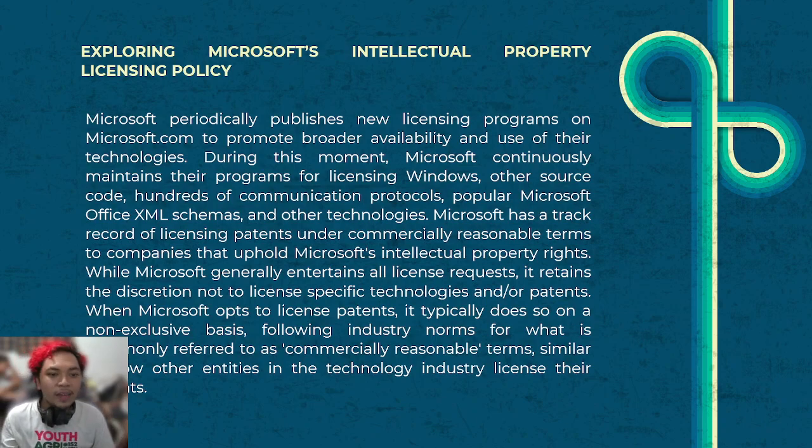Microsoft has a track record of licensing patents under commercially reasonable terms to companies that uphold Microsoft's intellectual property rights. While Microsoft generally entertains all license requests, it retains the discretion not to license specific technologies and/or patents. So, despite having a lot of patents, Microsoft still maintains the proper use of licenses. When Microsoft opts to license patents, it typically does so on a non-exclusive basis, following industry norms for what is commonly referred to as commercially reasonable terms, similar to how other entities in the technology industry license their patents.